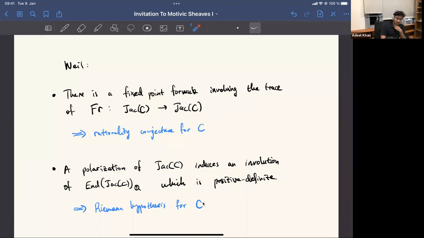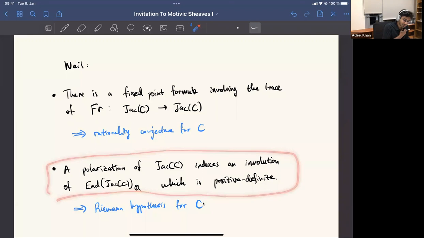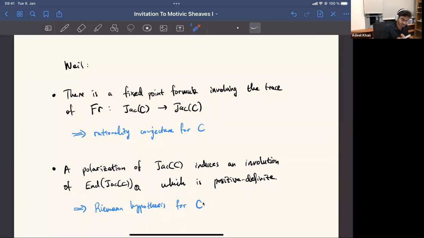And he realized that this kind of proof strategy can be made to work using the Jacobian as a replacement for the cohomology. So he proved a fixed point formula for the Frobenius acting on the Jacobian, and he deduced the rationality conjecture for the curve from that property. Then he also showed another property: you have an involution on the endomorphisms tensor Q of this Jacobian, and that involution is positive definite. He was able to derive the second property, the Riemann hypothesis for the curve, using that.